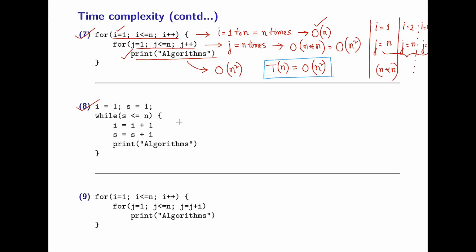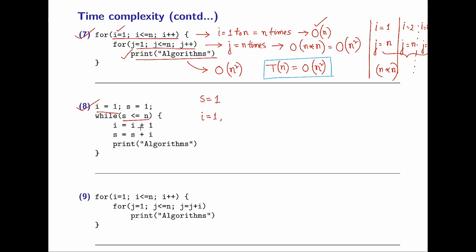Anyway, in question number 8, we're going to see how to find out the time complexity for this one. Here you see the loop is a while loop, right? First of all, understand this. The condition is: s is less than or equal to n. While s is less than or equal to n, this thing will happen, right? So first of all, s is initialized with 1, right? And then here I will write i. So i is also initialized to 1, right? Next, here you see s less than or equal to n. So 1 less than or equal to n. Let's say n is some value there, okay?